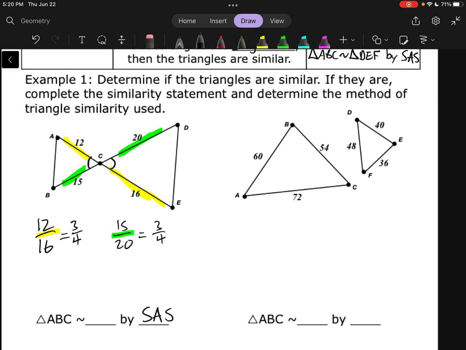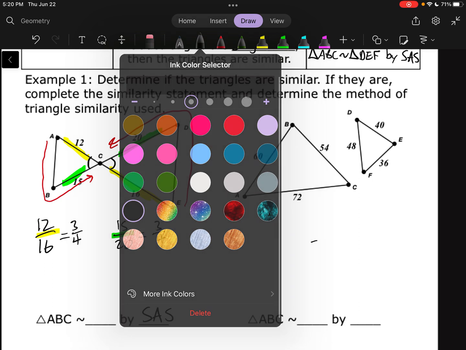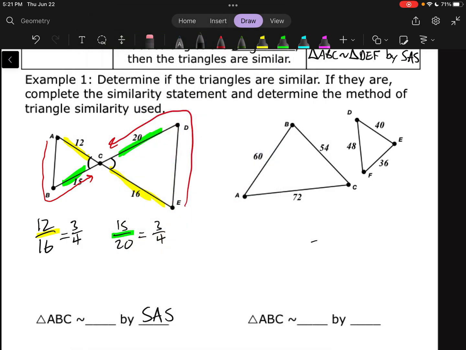So now let's see about that similarity statement. If I do A, B, C, right, if I follow the way that this is working, I go down the blank side, then the green side. So blank side, green side would tell me I need to do EDC. That would be the way of lining those up.